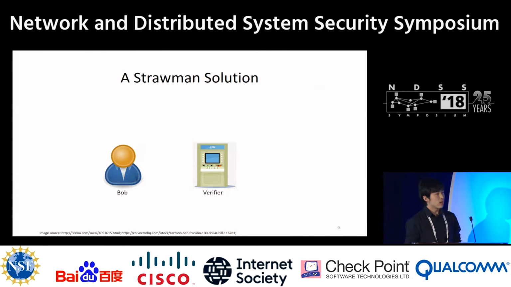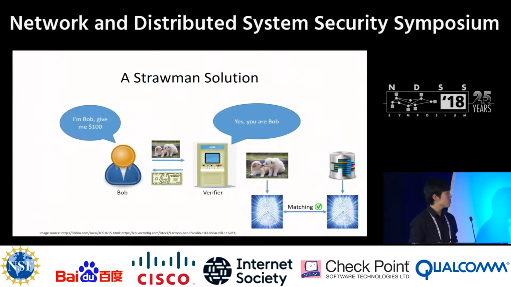The solution for this scenario could be pretty simple. Suppose there's user Bob who wants to get some money from an ATM. The verifier will require an image taken by Bob's camera. And Bob will send the image to the verifier to perform fingerprint matching. And the verifier can confirm that the user is Bob after matching and then send him the money.